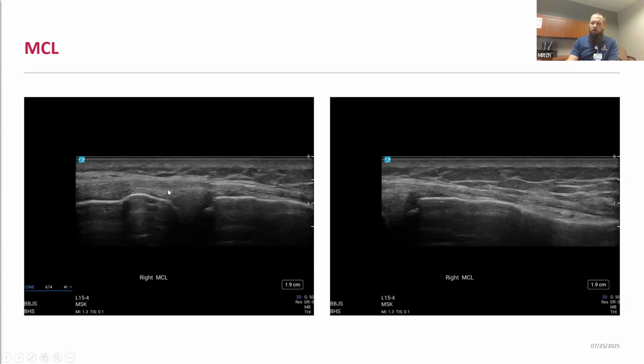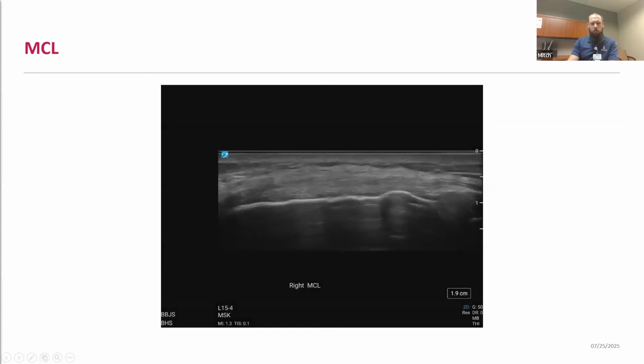Grade 2, you start to see disruption of the normal fibrillar pattern and normal structure of the MCL. You may see some hypoechoic areas in addition to surrounding edema, but you won't see complete disruption at this point in a grade 2 injury. And then if you're doing a valgus stress, you may see 5 to 10 millimeters of widening of that tibiofemoral joint space. And then a grade 3 ligament injury is going to be when you have complete disruption of those MCL fibers. And then if you're doing a valgus stress, typically greater than 10 millimeters of widening is indicative of a grade 3 injury.